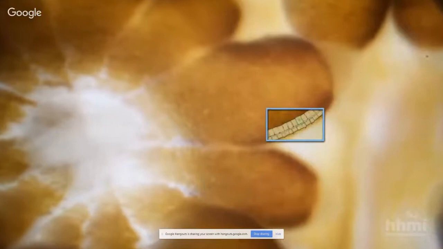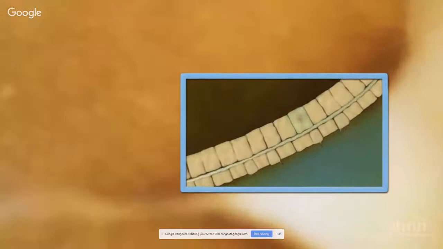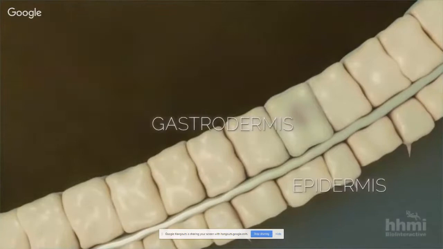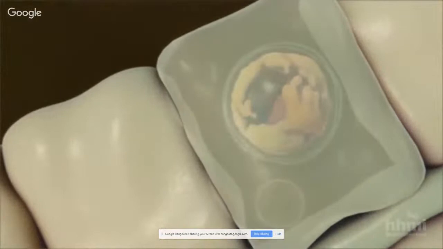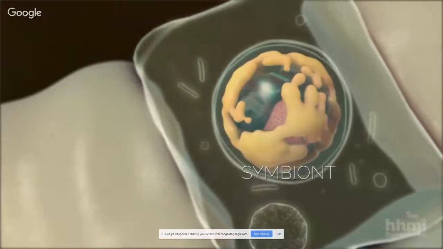These cells, the symbionts, are not just floating around. They're actually inside the coral cell. Corals are simple. They just have two cell layers, an epidermis and a gastrodermis inside. The symbionts are inside the gastrodermis, and you can see it there. Now, this is a life form called a dinoflagellate. It has chloroplasts because it's photosynthetic, but it has very odd-shaped chloroplasts, like these yellow structures here.